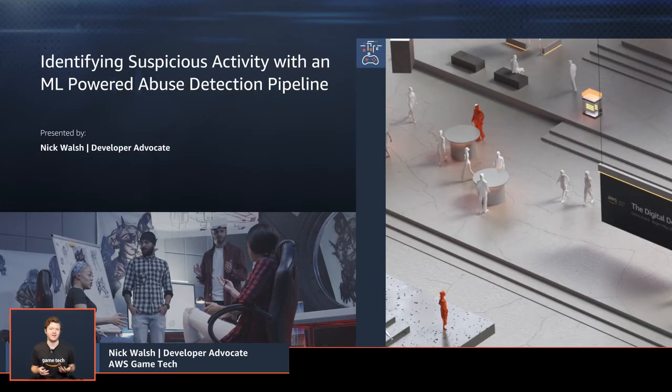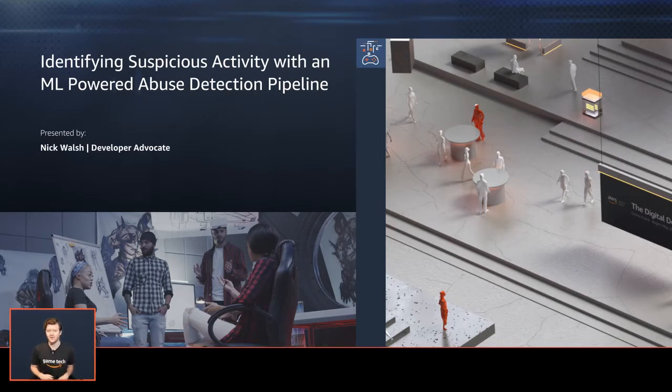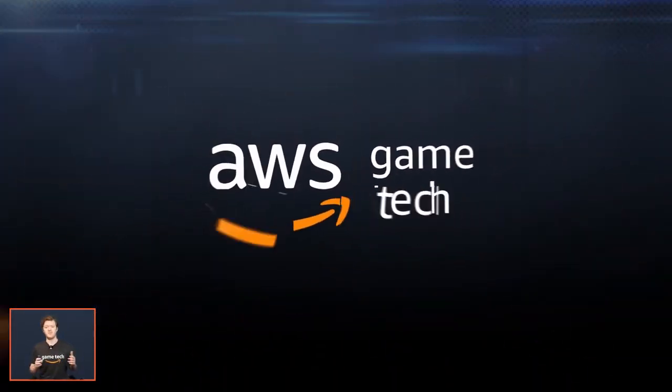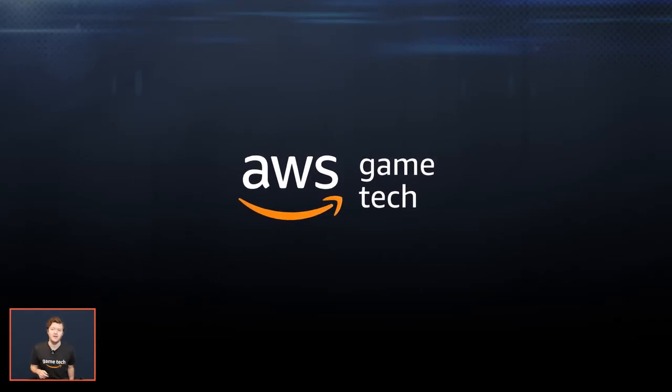We've got a lot of exciting content packed in here, and we're going to try to get through it as quickly as possible. In particular, we're going to be talking a little bit about machine learning and how you can build a generalizable end-to-end machine learning solution to leverage your existing data for detecting abuse and cheaters in your games. We're going to use Amazon SageMaker to do this, and before we get started, my name is Nick Walsh, and I'm a developer advocate here at Amazon Web Services.